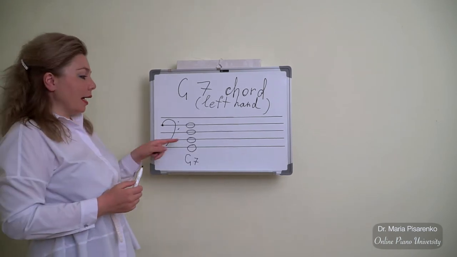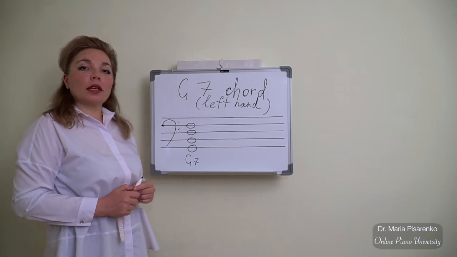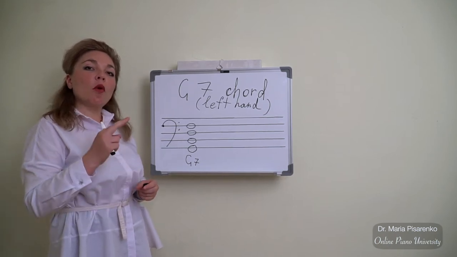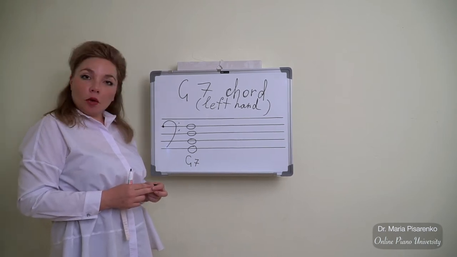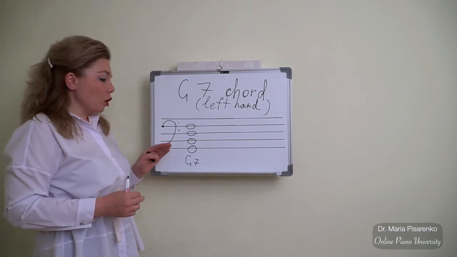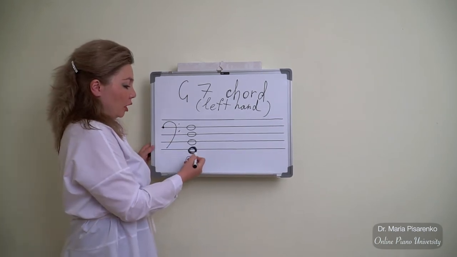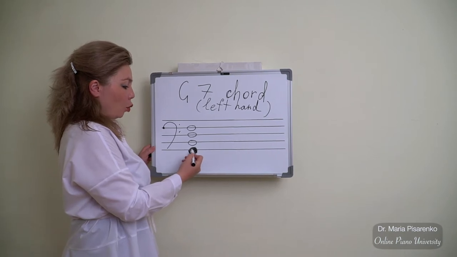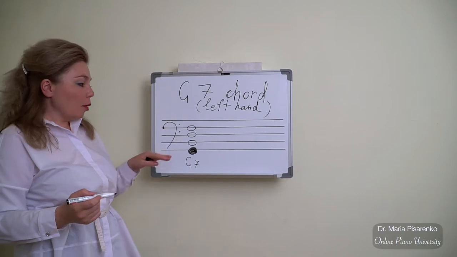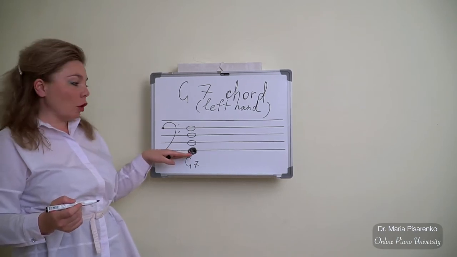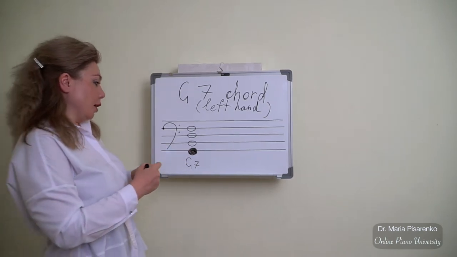G7th chord has four notes in it. Remember that a chord is a combination of more than two notes. You can have four, you can have three notes, you can have five notes. So G7th chord has four notes with a G note on the bottom. That's why it is called G7th chord, because the root of the chord is G note. Now, let's look at what we can have here.